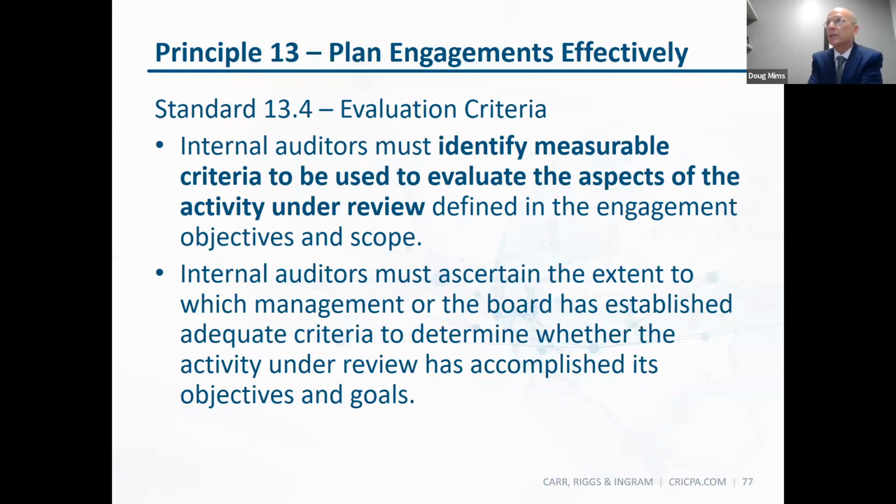Standard 13.4, evaluation criteria. The auditor must identify measurable criteria to be used to evaluate the aspects of the activity under review. What I think about is, and we do a lot in the financial institution space, a lot of times we have policies where we can establish what the criteria are, or written procedures. In certain industries or scenarios, you might have control documentation that the client has done where they've done narratives and identified key controls. But you need to identify the criteria because you have to know what you're auditing to. And so part of standard 13.4 is saying, hey, make sure you have measurable criteria that you've identified.